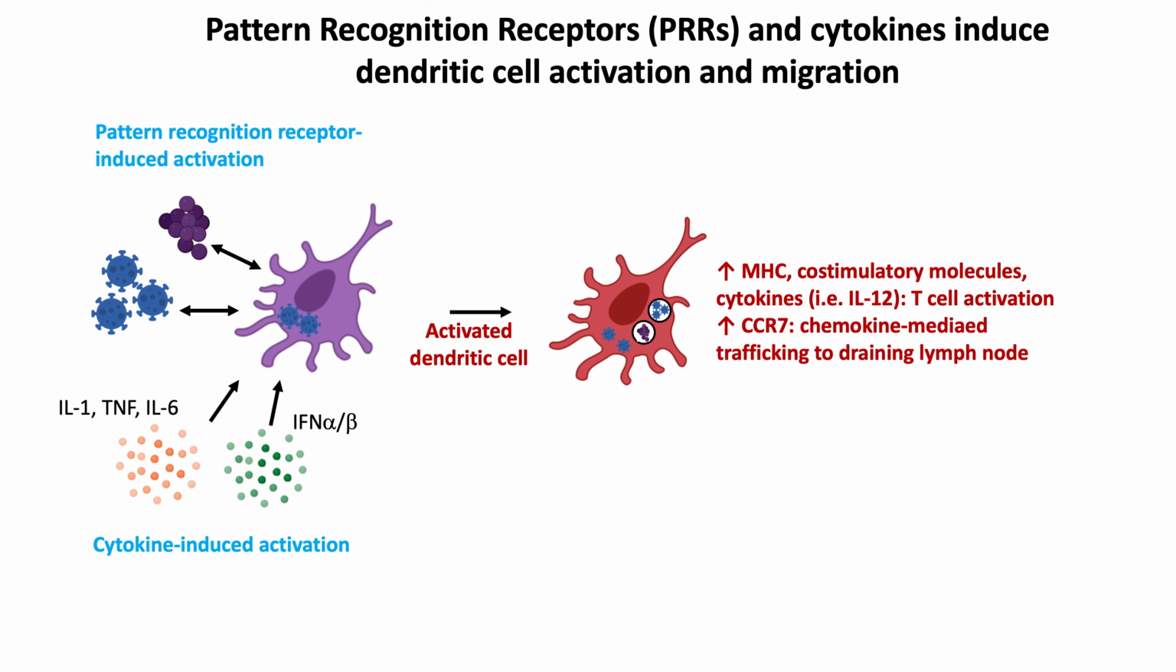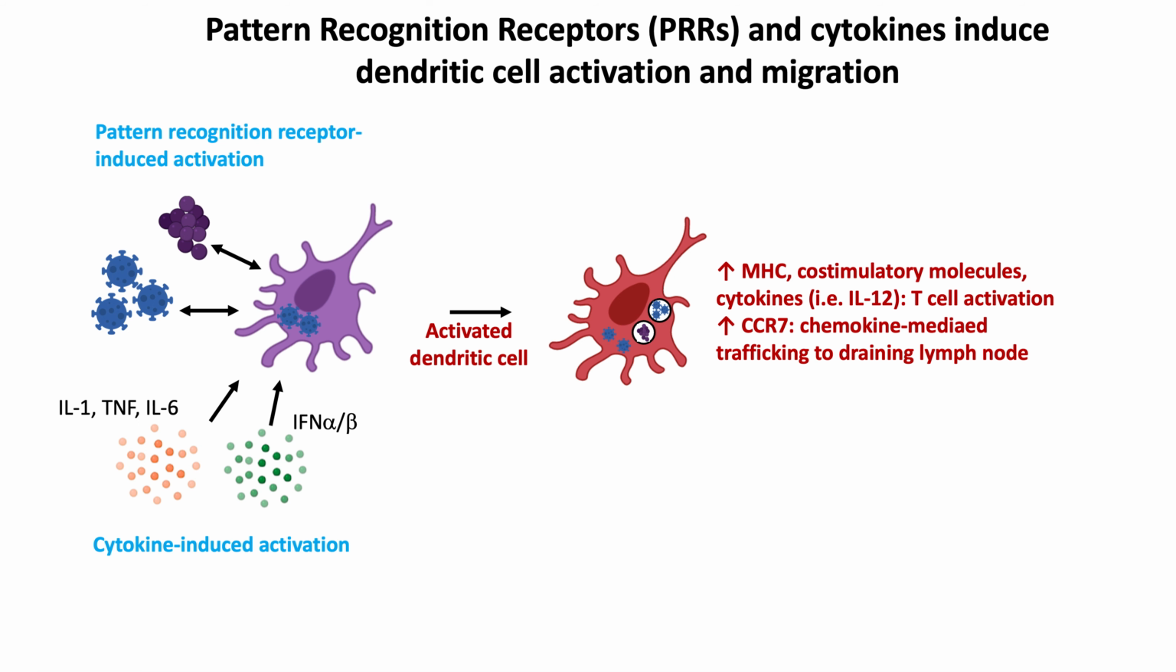When the dendritic cell becomes activated, it undergoes a number of important changes. The first of those is that it increases its ability to be an antigen-presenting cell and to activate T cells. And it does this by increasing the expression of MHC. It increases the expression of a class of molecules called co-stimulatory molecules, and it induces the production of cytokines such as interleukin 12, all of which are important for T cell activation, and which we'll discuss in more detail in the coming slides.